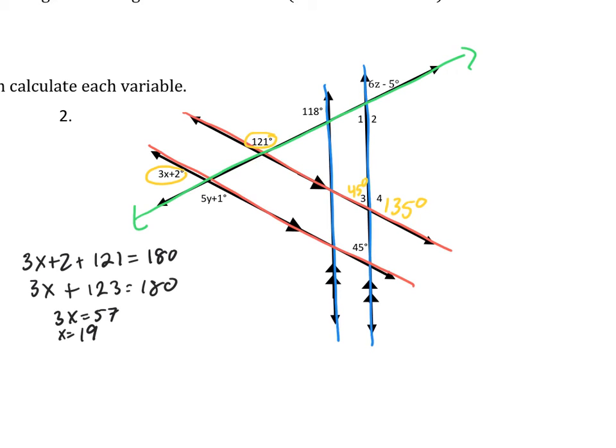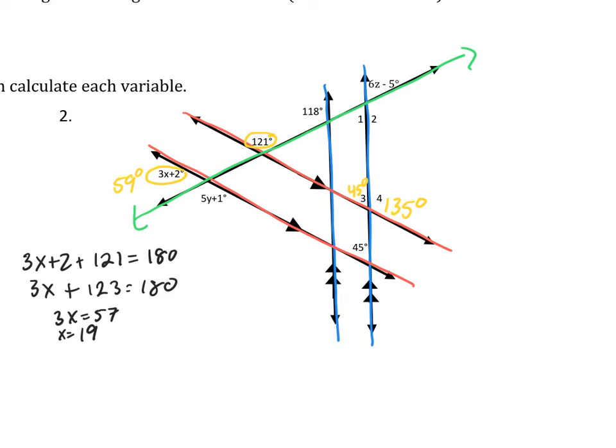So I find that x equals 19 here. I can use that to substitute back in and find that angle measurement. So 3 times 19 plus 2 is 59. Okay, now I have a little bit more to work with to find the y with the 5y plus 1.